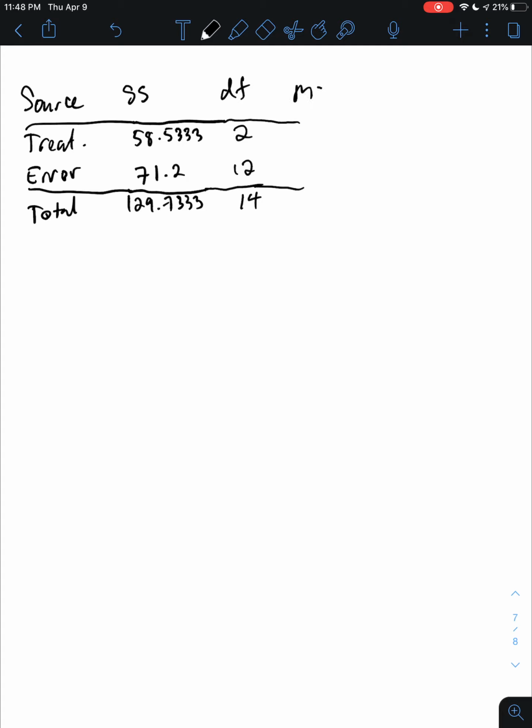Okay, next I want the mean sums of squares. So I just take 58.5333, divide by 2, and I am going to get MST is 29.27. Here I'm going to get 71.2 divided by 12, and I'm going to get 5.93. Finally, F is going to be 4.93.